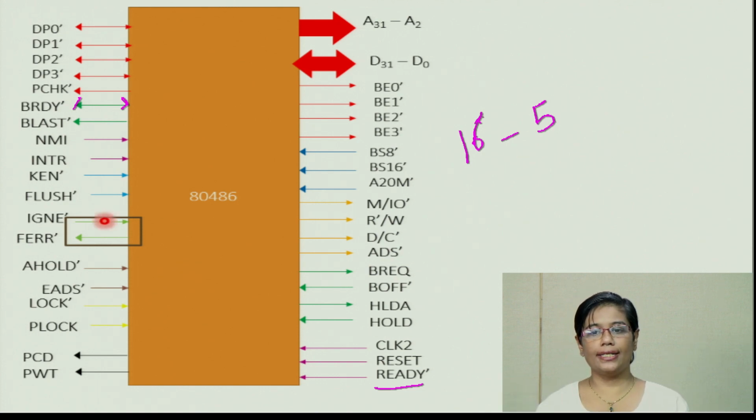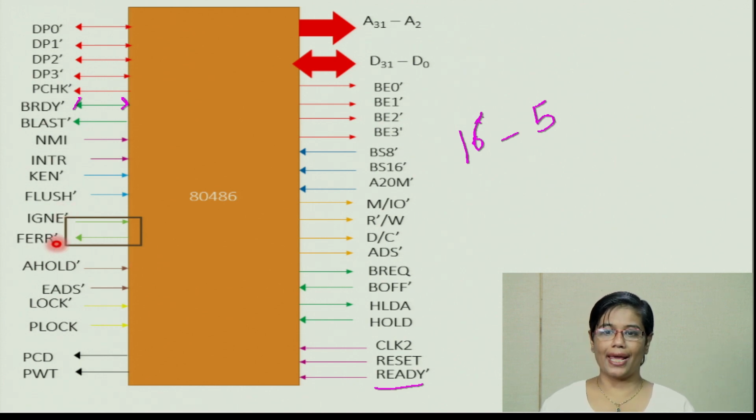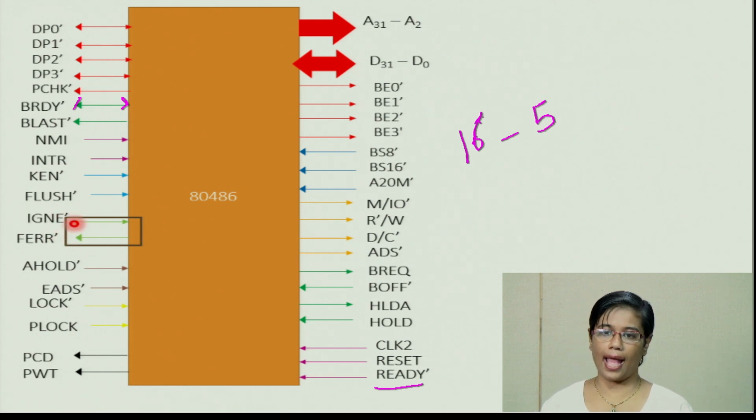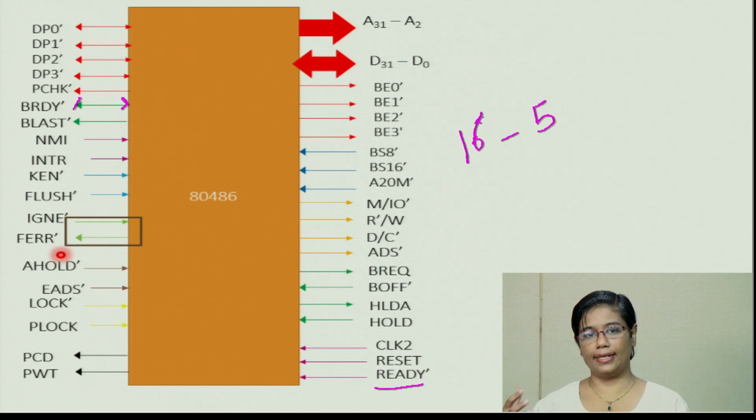So whenever there is an error in the internal floating point unit, a floating point error is activated. Now it is also possible that the external device might ask the processor to ignore this floating point error. So there is a signal which is called ignore error. This is used for ignoring the floating point error. This is an input, and this signal is an output signal, that is floating point error, which is raised whenever there is an error in the floating point unit.